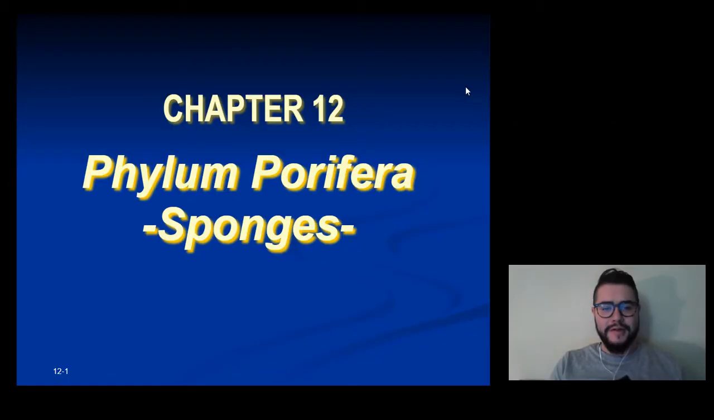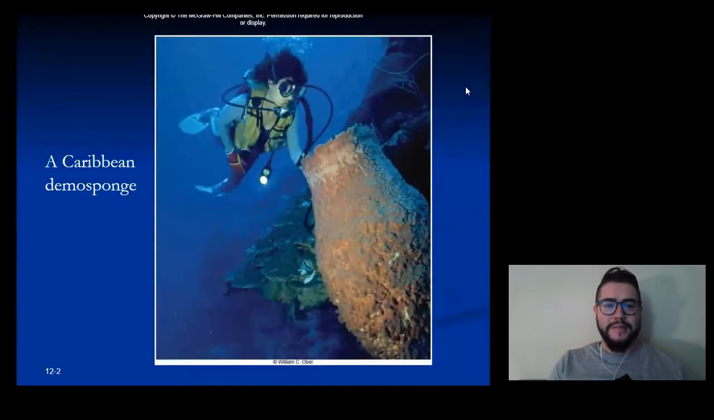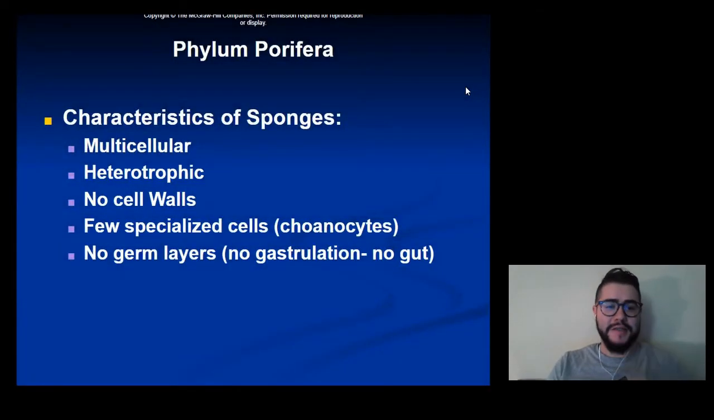Hey everybody, welcome. Today we will be talking about the phylum Porifera, which is sponges, our very first animal group that we're going to talk about for zoology. So here's an example of a Caribbean demo sponge. Most people, when they think of sponges, they don't think of animals. They're very simple, but they are actually very closely related to the first animals that we ever see in the fossil record.